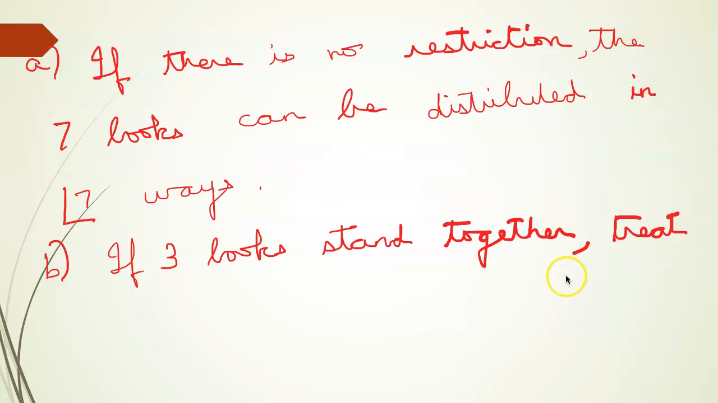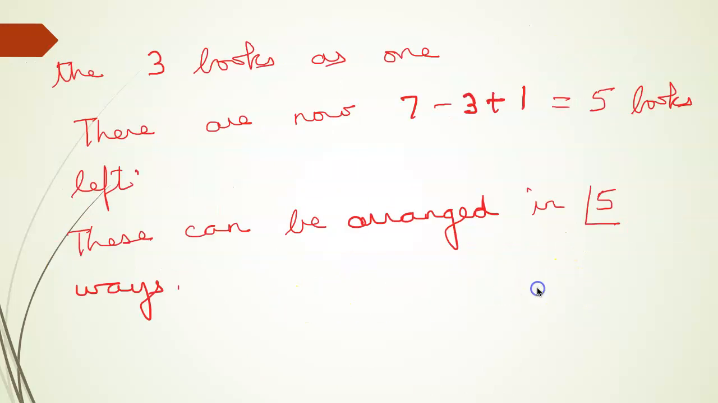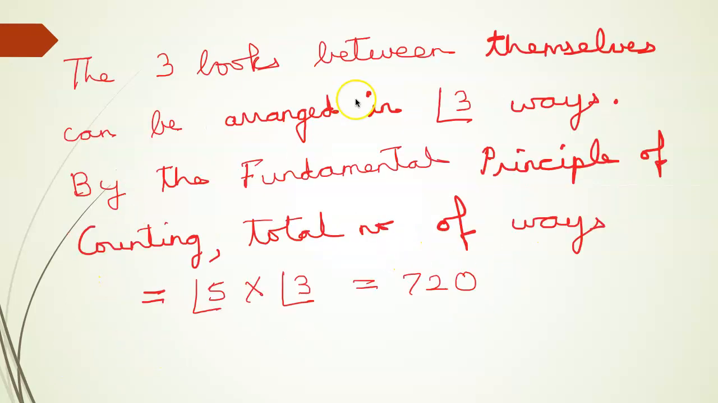Now, if 3 books are to stand together, this is a method we follow when something is together: treat the 3 books as 1. There are now 7 minus 3 plus 1, that is 5 books left, and these can be arranged in 5 factorial ways. And the 3 books between themselves can be arranged in how many ways? 3 factorial ways. So by the fundamental principle of counting, the total number of ways is 5 factorial into 3 factorial, which is 720.